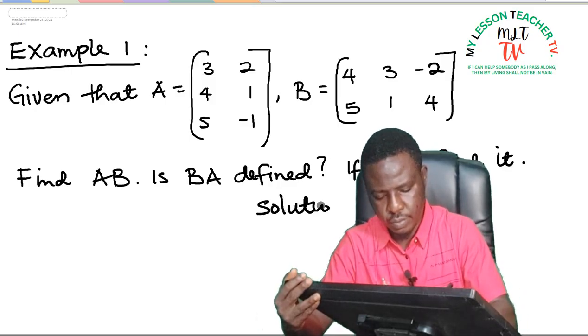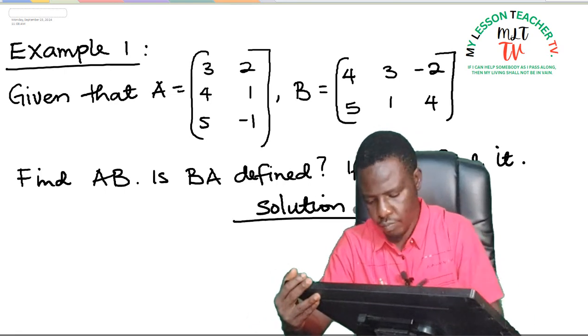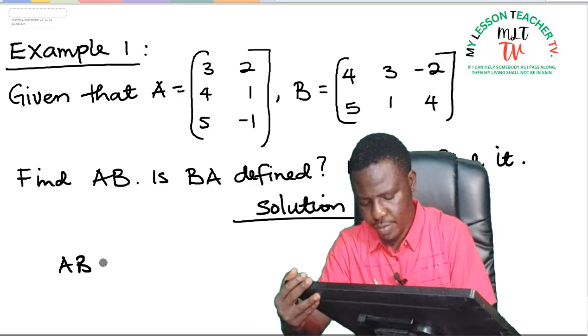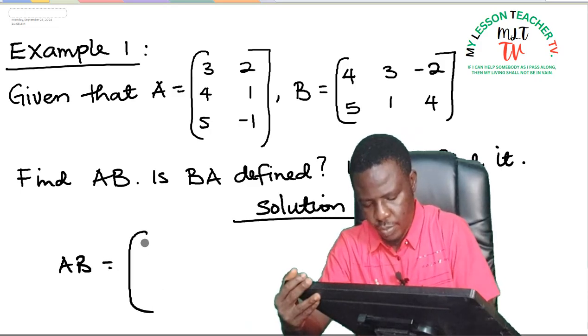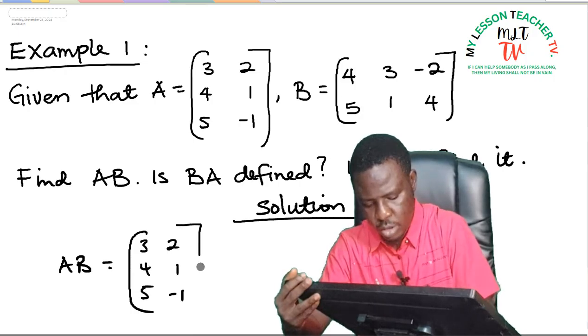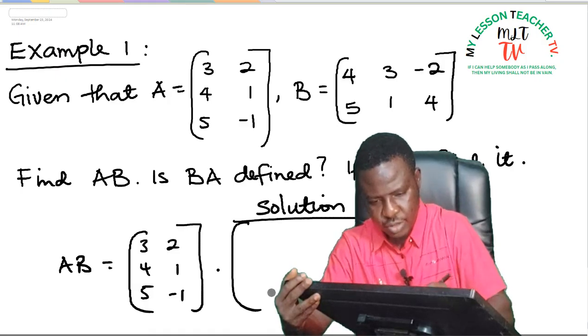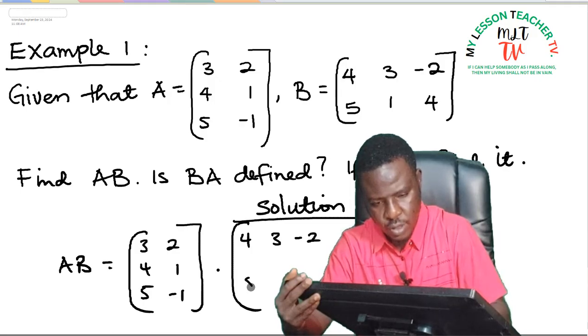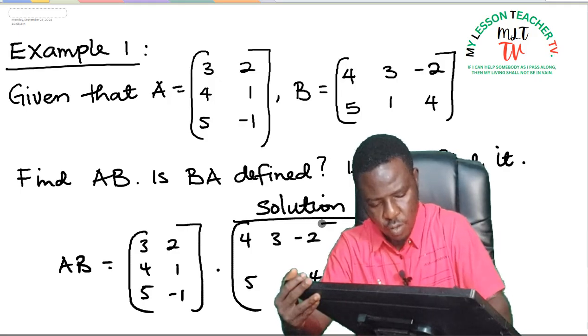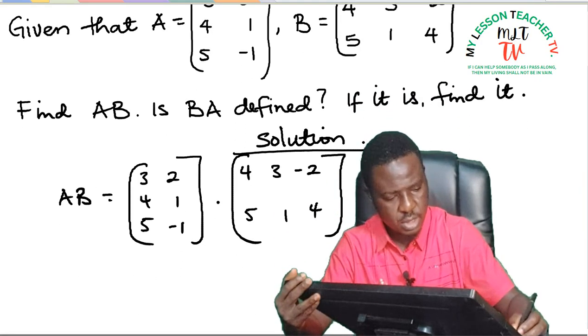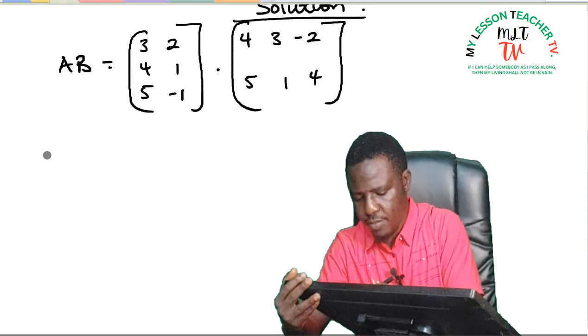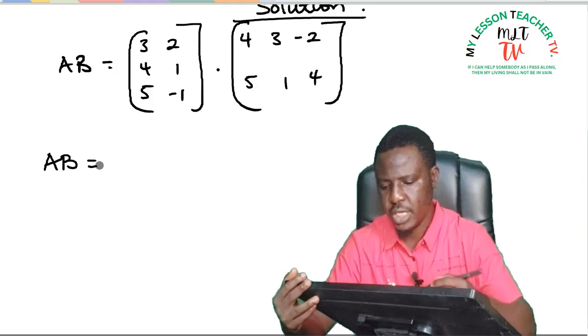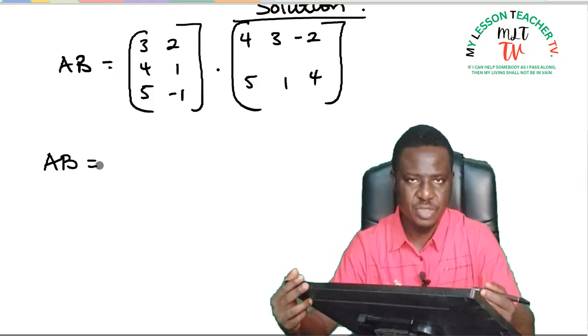Solution. AB is equal to the matrix with rows 3, 2; 4, 1; 5, minus 1, to be multiplied by matrix B, which is 4, 3, minus 2; 5, 1, 4. So that AB is going to give us a new matrix.